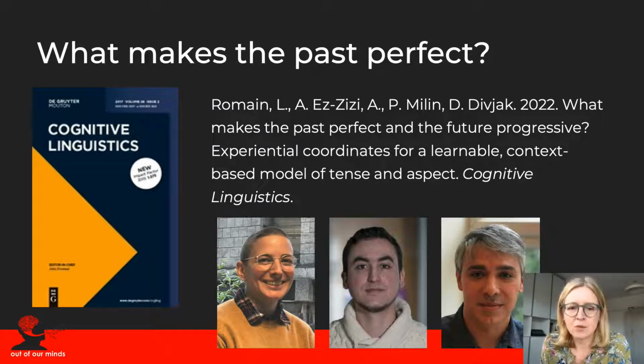The case study that I will be presenting focuses on the tense aspect system in English, and it's a study that was carried out together with a current postdoc on our team, Dr. Laurence Romain, and a former postdoc on our team, Dr. Adnan Azizi. The paper has now been accepted for publication in Cognitive Linguistics, and it will be available soonish, so you can read all of the details there as well.